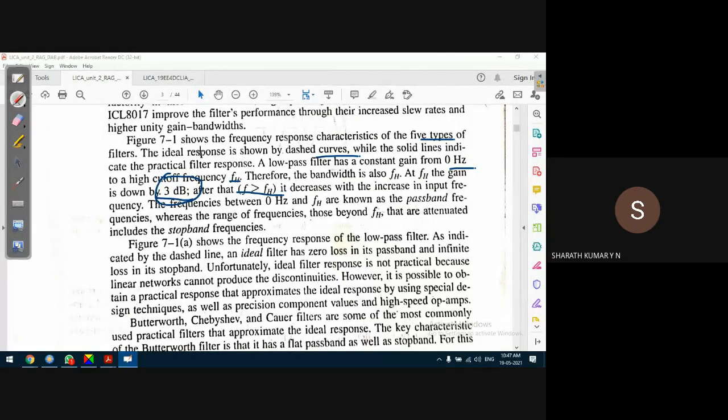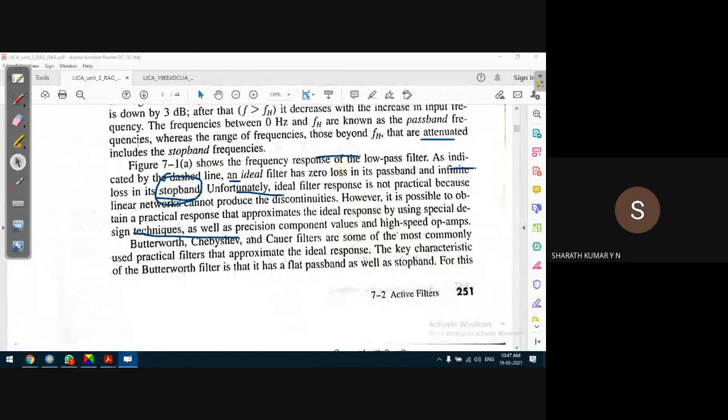That we have understood in our ADC course. Okay, these are the frequency ranges. Fine, so this is what we discussed now. Any other important point we have to look into? So the ideal filter is unfortunately not practical, because a filter cannot produce a discontinuity.